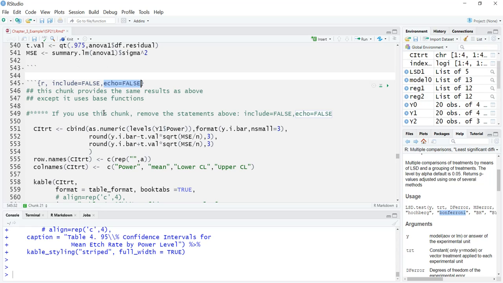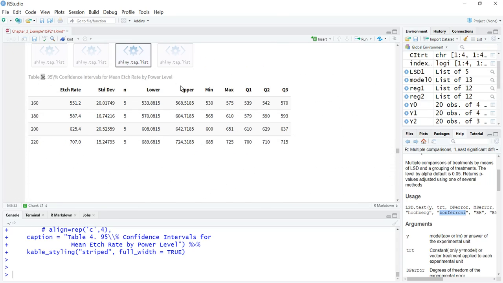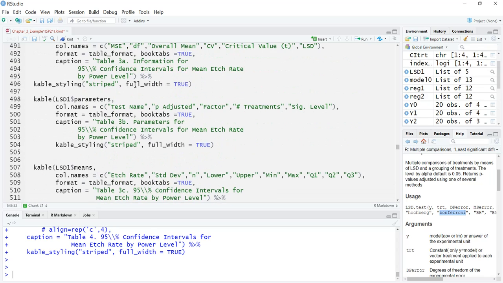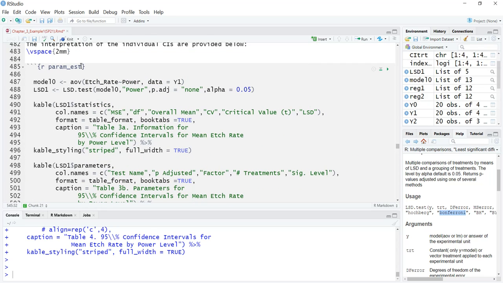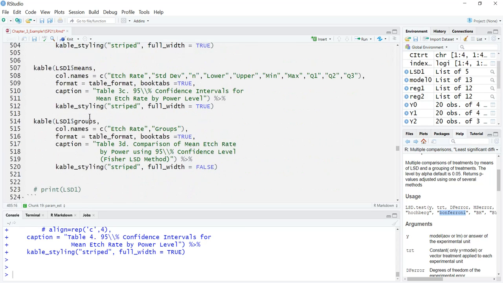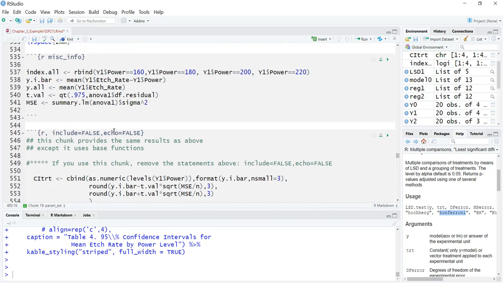So if you want to use this, instead of using this, then you would comment out, so you would put the include equals false and the echo equals false up here after the name. You'd put it right there. And then you would remove it from this chunk here. You would remove the comma all the way out to the bracket.